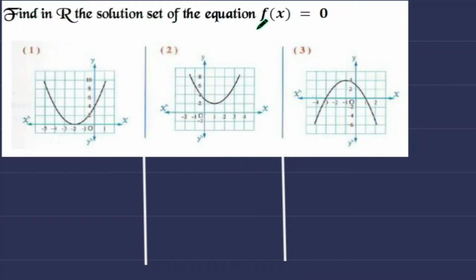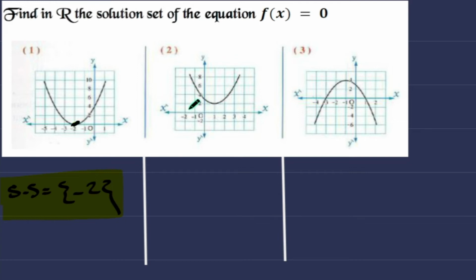Find in R the solution set of the equation f of x is equal to 0. And now you have the graph ready for each one. The first graph on the left, the graph number 1, you know that the curve is touching the x-axis at just one point. So the solution set is equal to just one value, which is x is equal to negative 2.